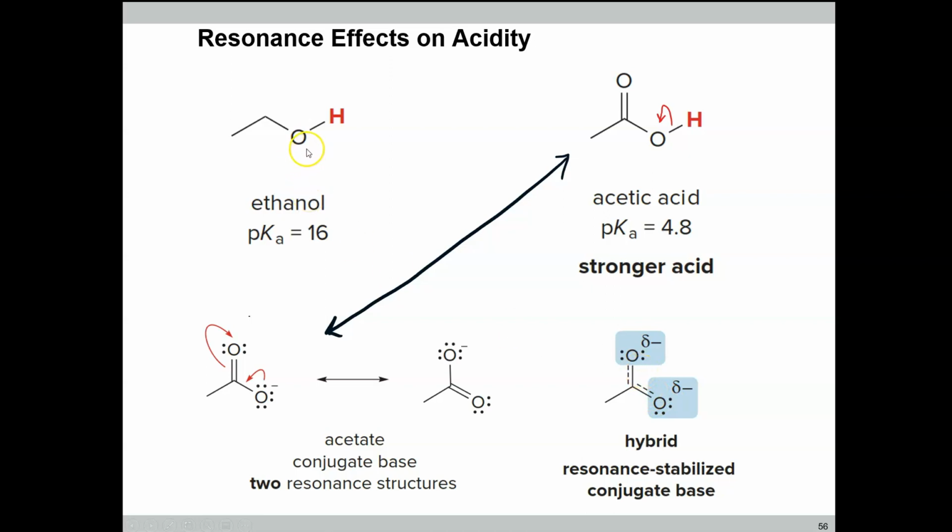In ethanol, when that one releases that proton, those electrons can't go anywhere. There's nowhere else to move those. They're not going to go on this adjacent carbon because then it would have too many electrons on it. It would be over its octet. But here we're able to move those around and distribute those, and this allows some stability, and that's what really makes this a stronger acid, because the conjugate base is more stabilized.